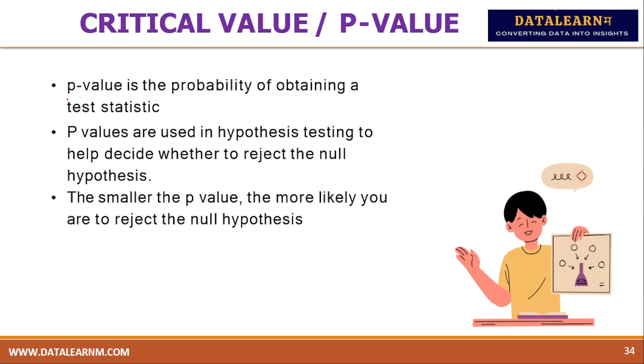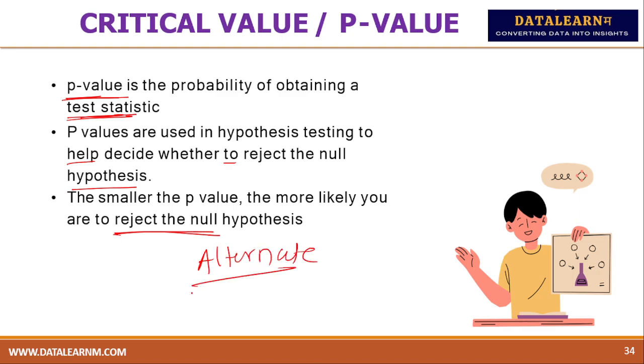P value is the probability of obtaining a test statistic. Those are used in hypothesis testing to help decide whether to reject a null hypothesis or not. So there is no need to go with this statement. The smaller the p value, the more likely you will reject a null hypothesis. You will reject a null hypothesis means what you will use? Smaller p value, you will go with the alternate.